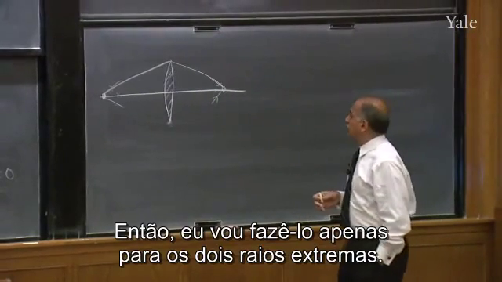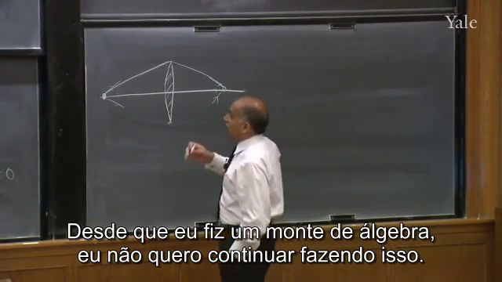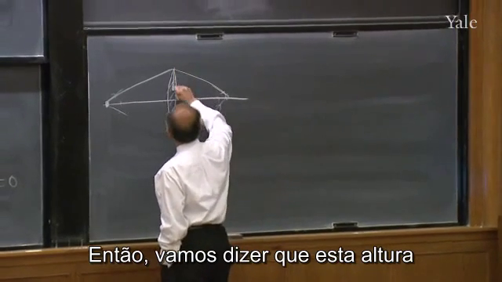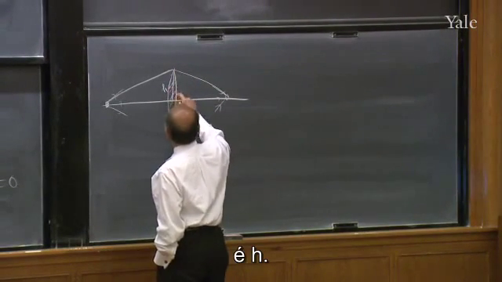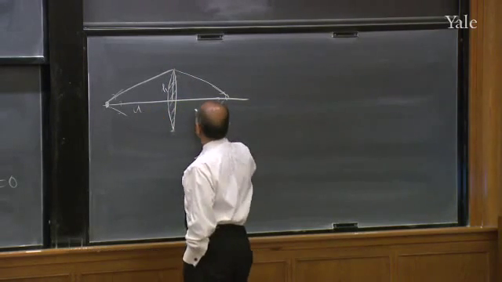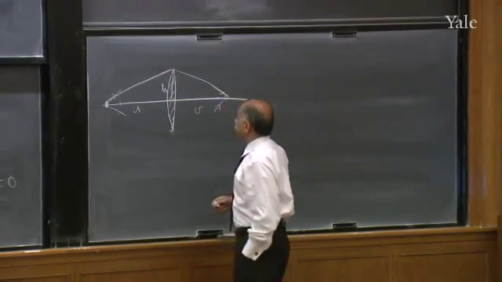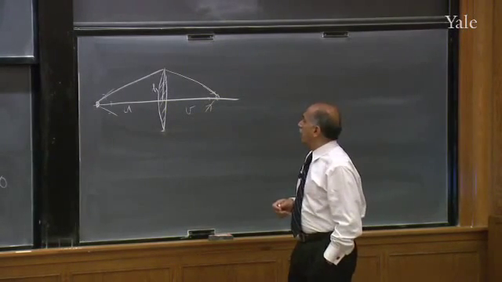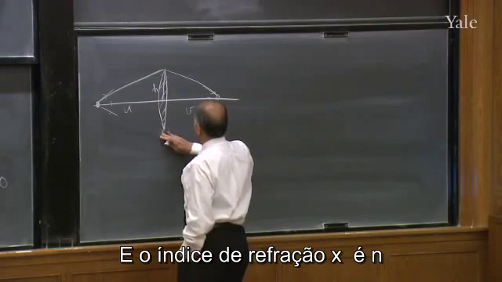So I'm going to do it only for the two extreme rays. Since I've done a lot of algebra, I don't want to keep doing it. So let us say this height is h, the height of the lens, and this distance is u, this distance is v, and the refractive index of the lens is n.